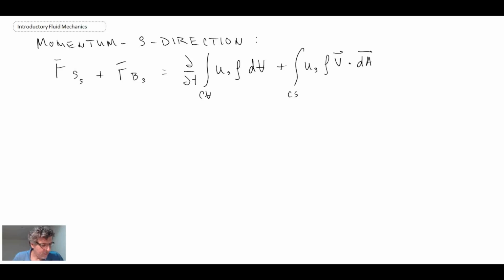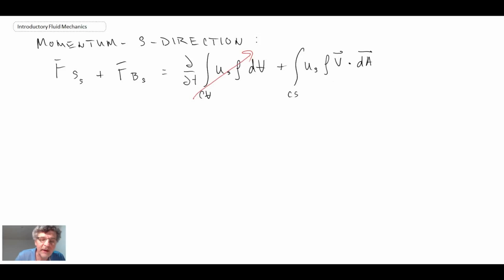So that's what we get for the momentum equation. Now on the left-hand side, we have the surface forces and we have body forces. For surface forces, there is no viscous shear, but there is pressure. And then we have FB, that's the body force. On the right-hand side, we have the time rate of change term, so that's going to disappear. And then we have the mass flux crossing the control boundary and exchange of momentum.